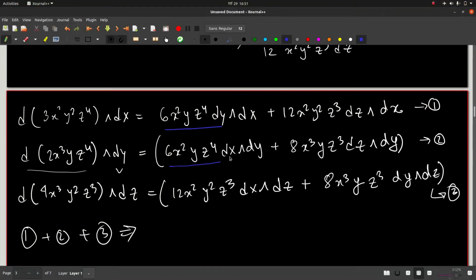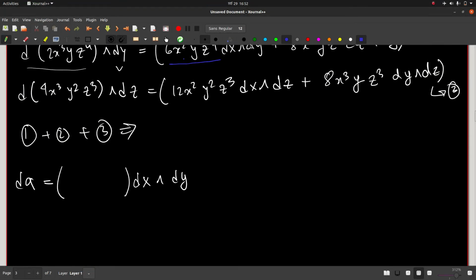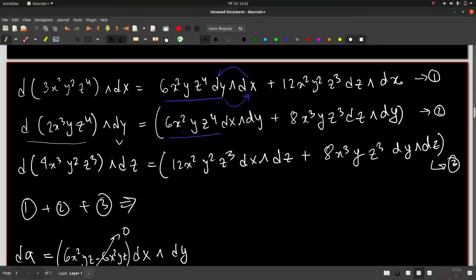So if you write the wedge product as dx dy, then you have to switch the order over here, which will give you a minus sign. So if you see carefully, these two terms are equal to each other, and when you switch this, you get a minus sign. So in total you are actually getting a 0. 6x square yz minus 6x square yz, and this is what? This is 0. Does this happen for the other terms as well?